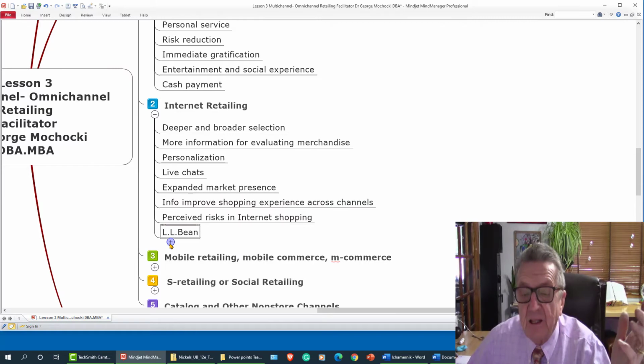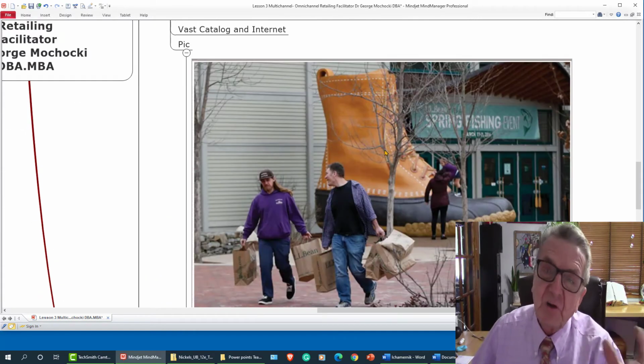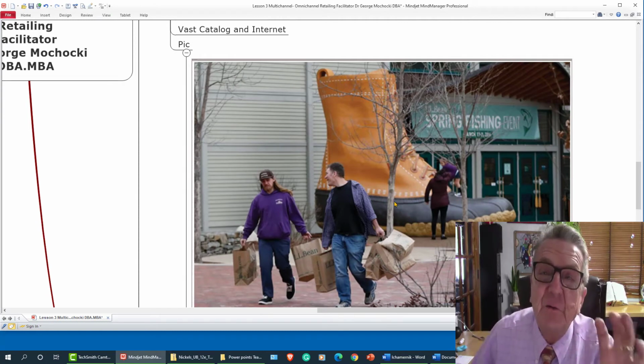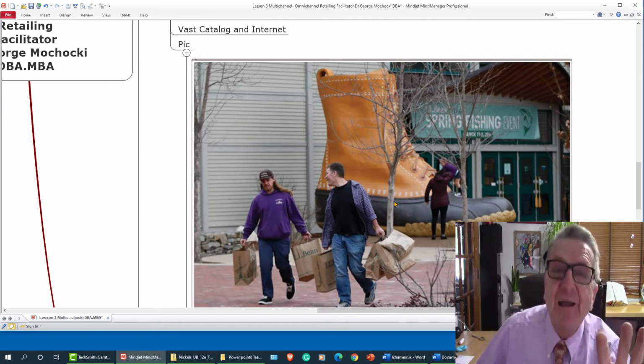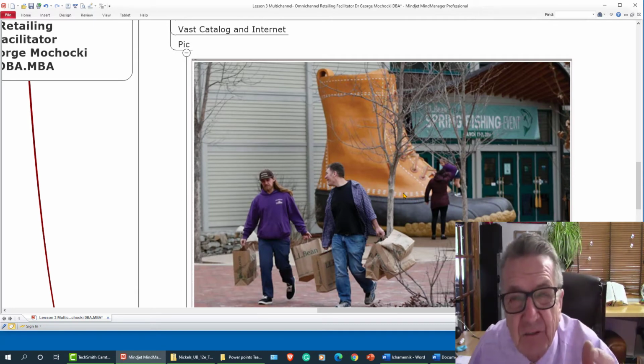L.L.Bean does a lot of catalog, and I'll show you their picture. I like their picture on there. Look at L.L.Bean. This is what started off, this shoe here. This was their main brand, made by L.L.Bean. I think it's still made there. I don't think they make it in China or Vietnam or anything else, because that'll take away from that.